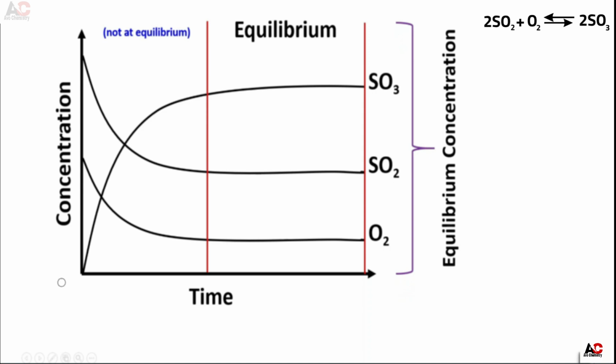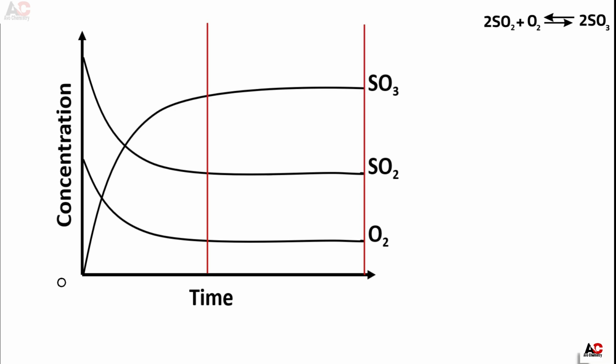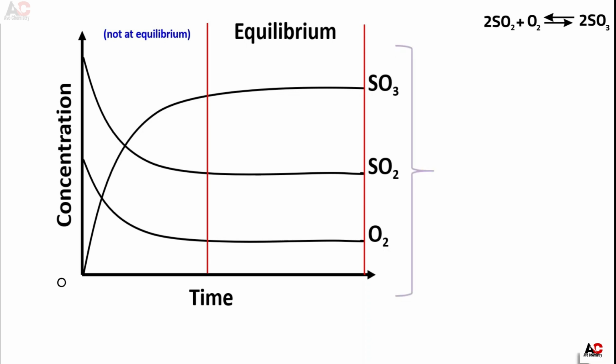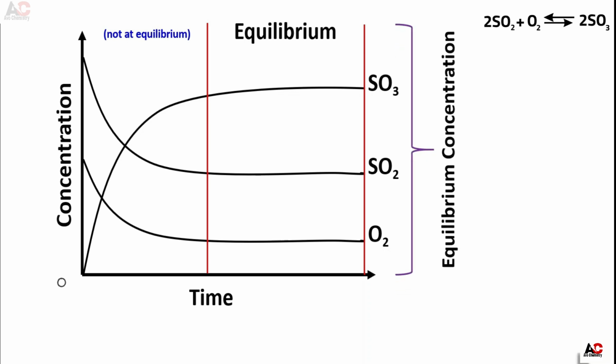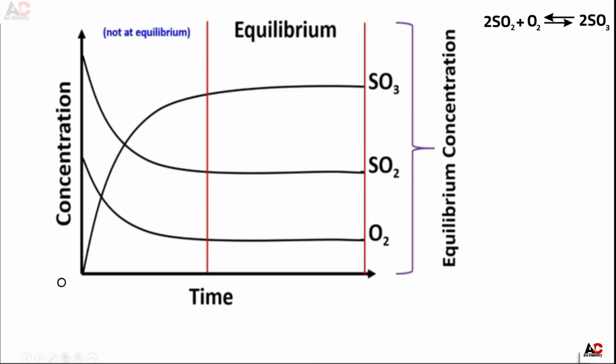When no change in concentration is observed, this is the point where equilibrium is achieved, and these show the concentrations of SO3, SO2 and O2. These are the concentrations of reactants and products at equilibrium, and this shows chemical equilibrium is achieved between the forward and the reverse reactions. I hope students you have understood this graph.